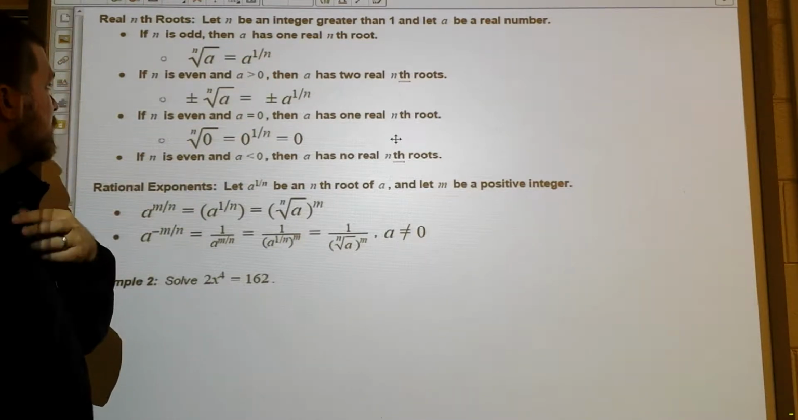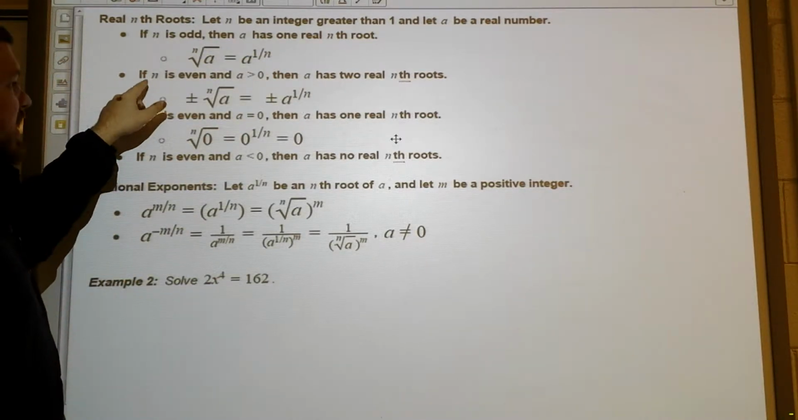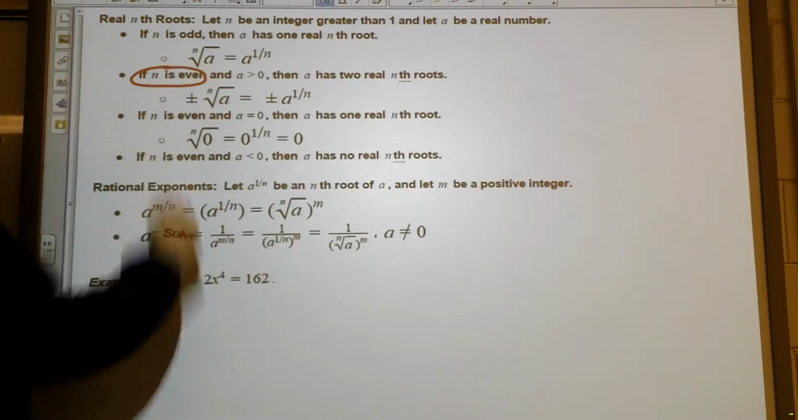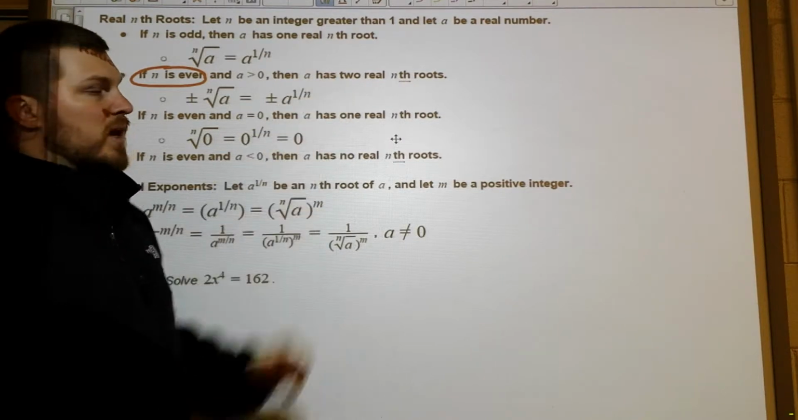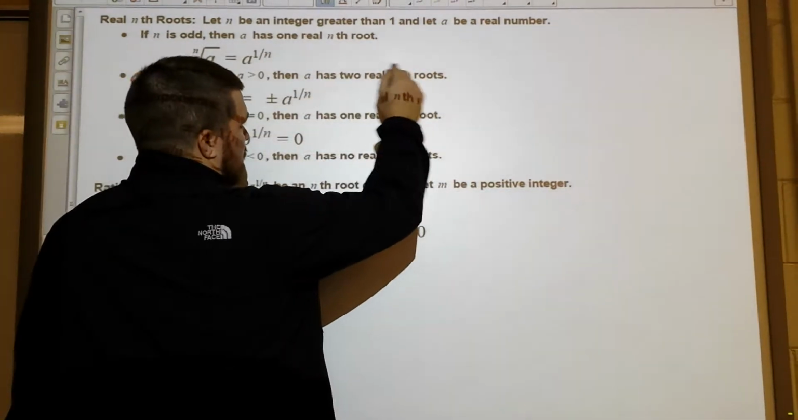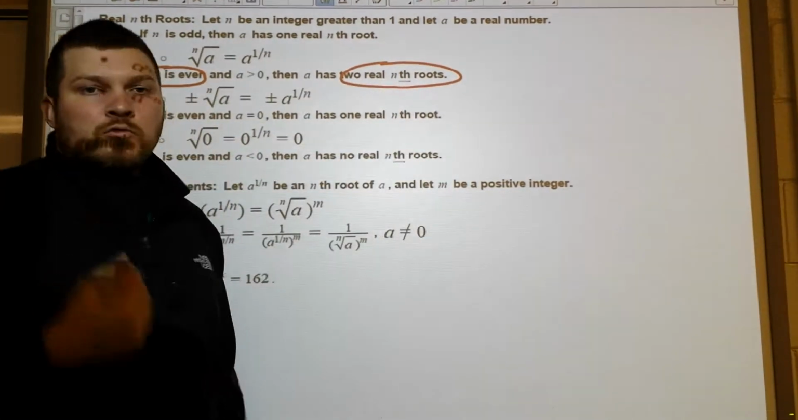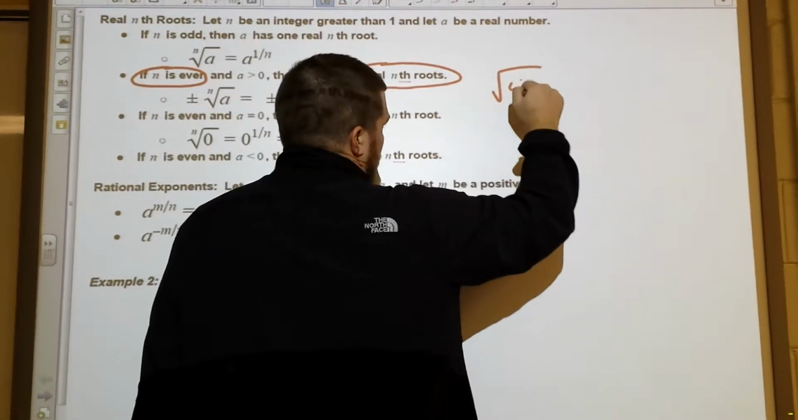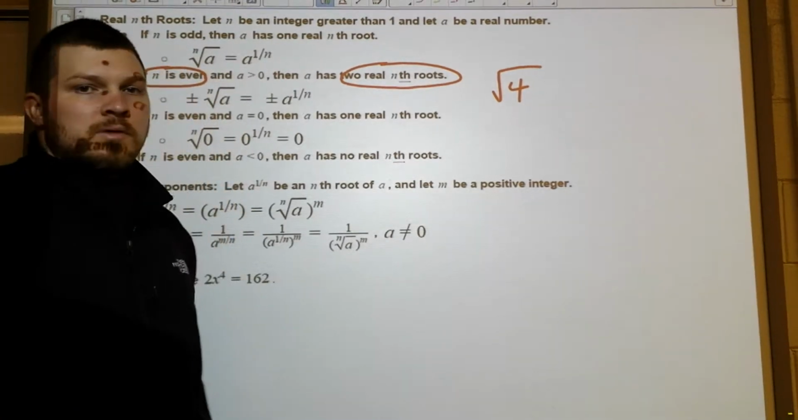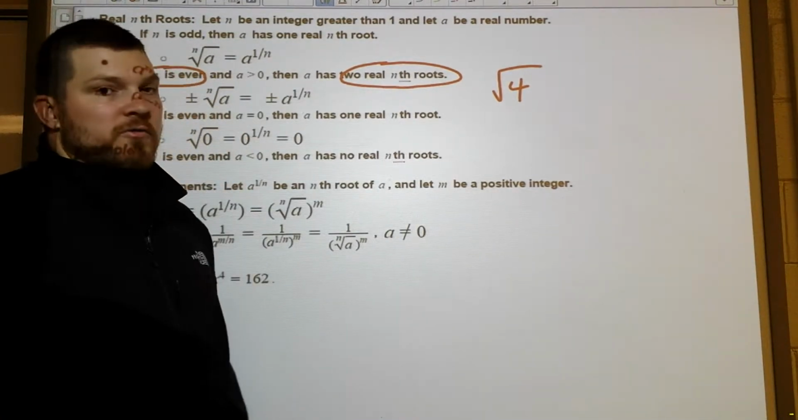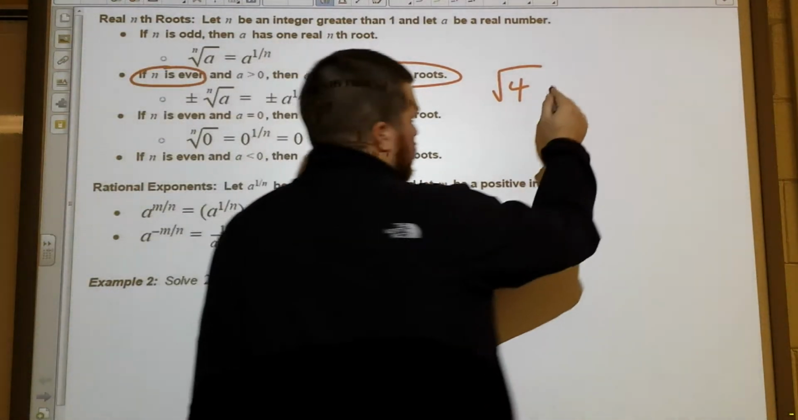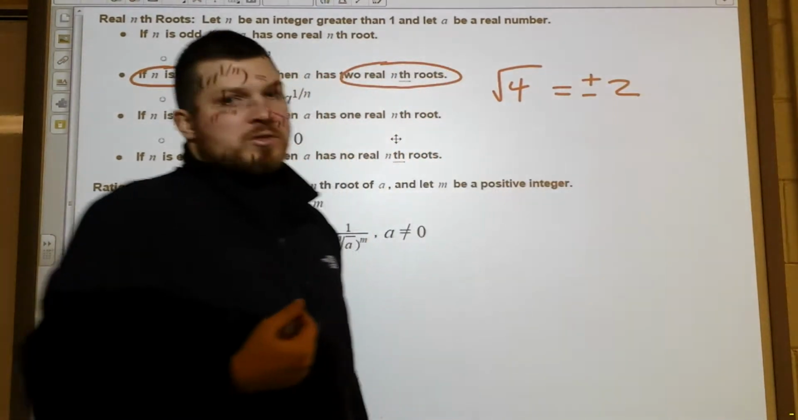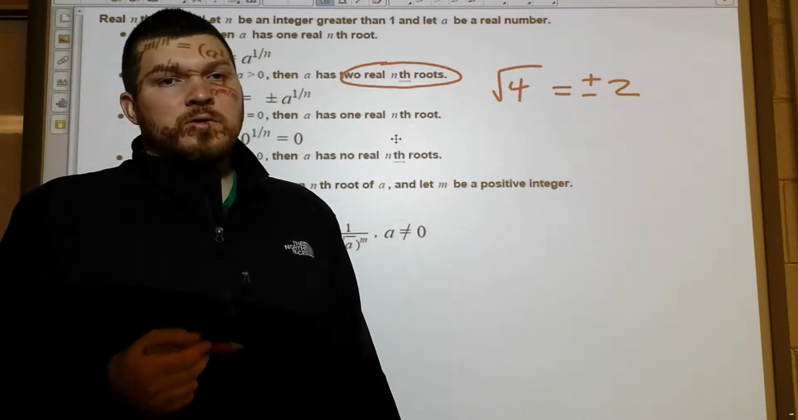Now, if n, our index, is even, this is important, then we have two nth roots, and they're going to be real numbers. For instance, if I take the square root of 4, it has two real roots. I should say plus or minus 2. Positive 2 is a root, and negative 2 is a root.